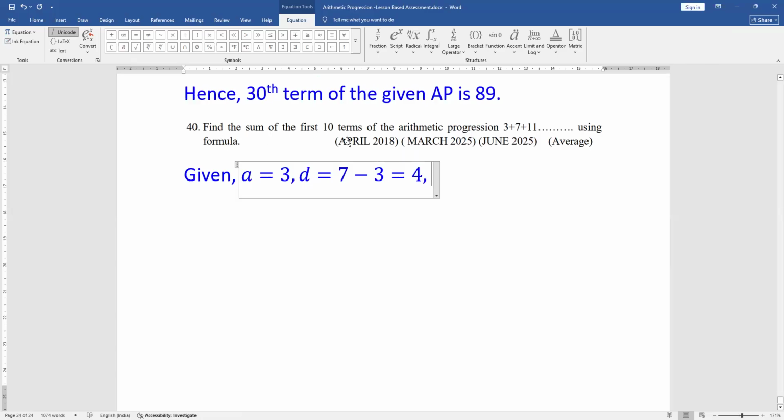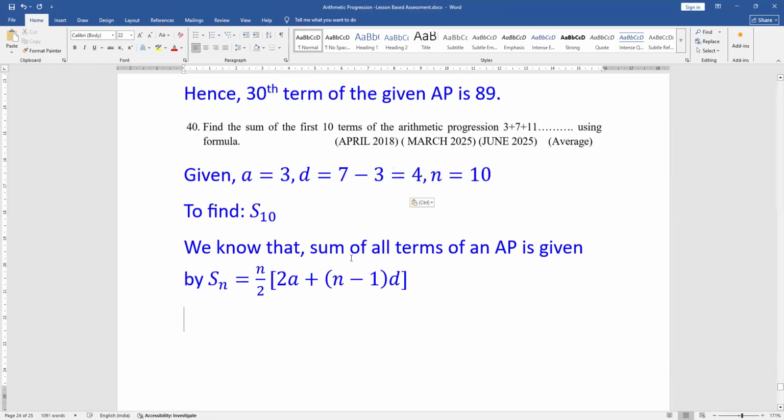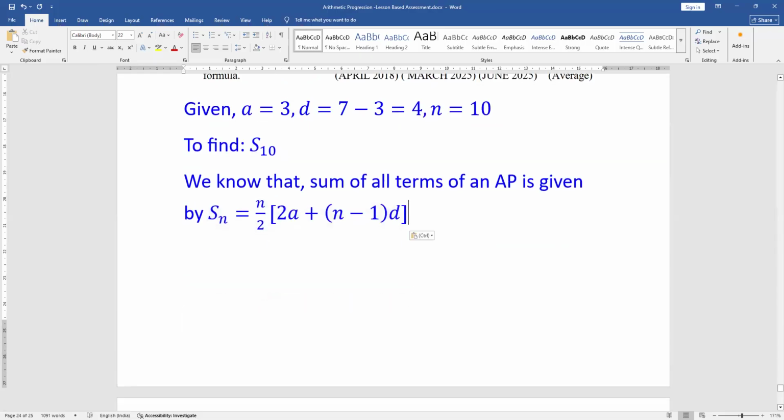Here, the sum of the first 10 terms means n equals 10. We need to find S10, the sum of the first 10 terms. In the next step, write the formula. We know that the sum of n terms of an AP is given by Sn equals n by 2 into 2a plus n minus 1 into d. This is the standard formula.